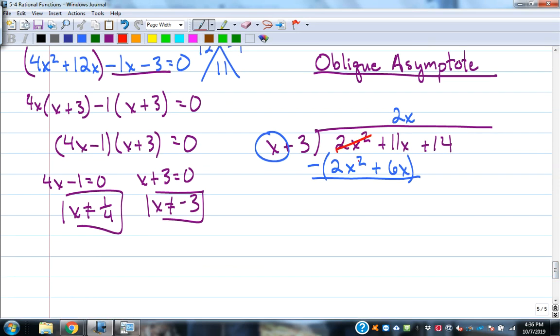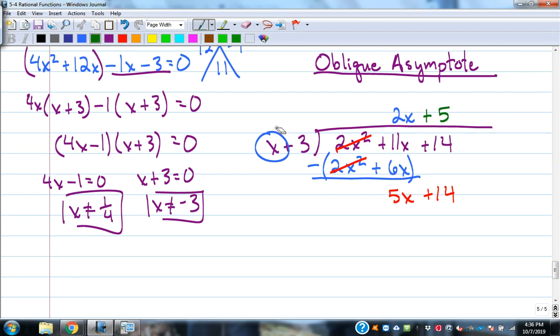The 2x squareds go away. That's what I wanted to happen. 11 minus 6 is 5x. Now I look at the front again. What times this x in the front gets me 5x here? A plus 5.